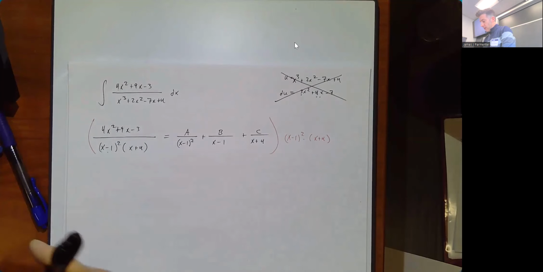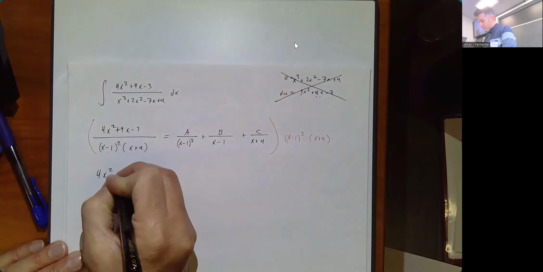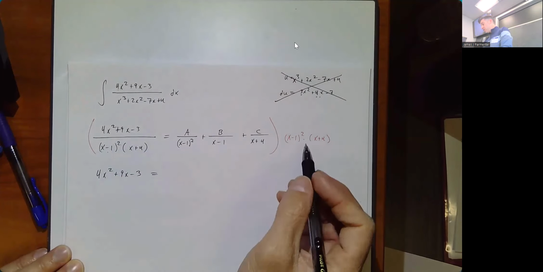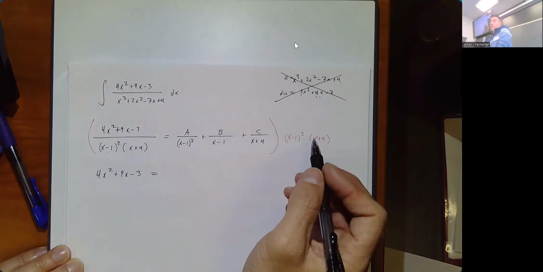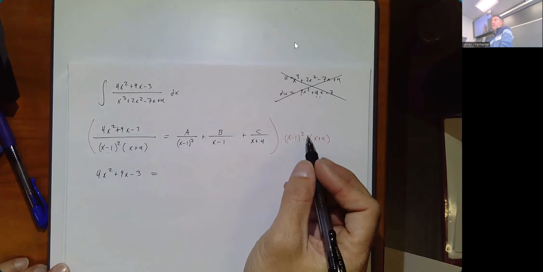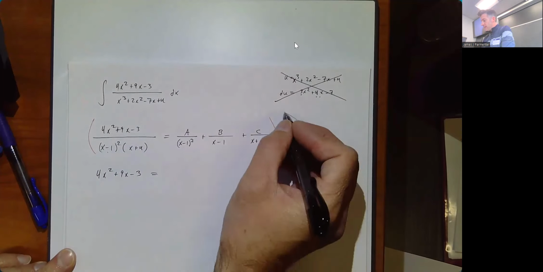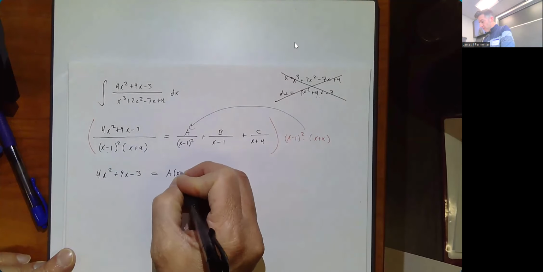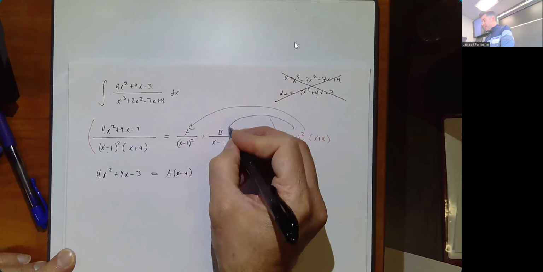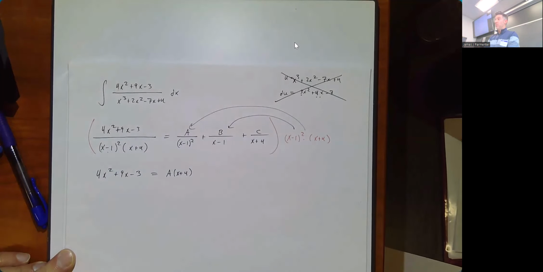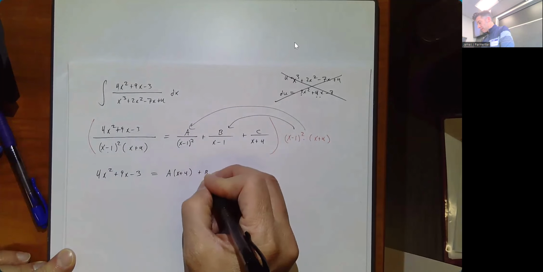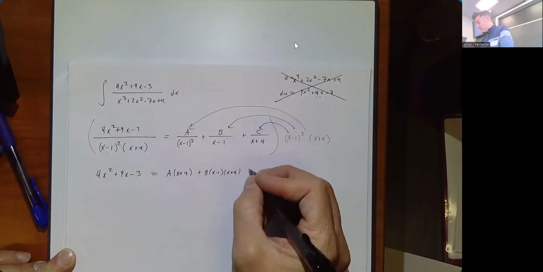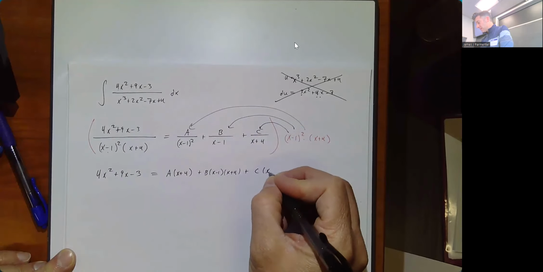So on the left-hand side, we're going to get 4x squared plus 9x minus 3. On the right-hand side, if I distribute here, I shouldn't get any denominators. That's the whole point of multiplying by the common denominator, that all the denominators should cancel out. So I multiply this by that, the x minus 1 squared cancels, and I'm left with a times x plus 4. When you multiply here, the x minus 1s cancel, and I get b times x minus 1 times x plus 4. And multiply here, the x plus 4 cancels, we get c times x minus 1 squared.